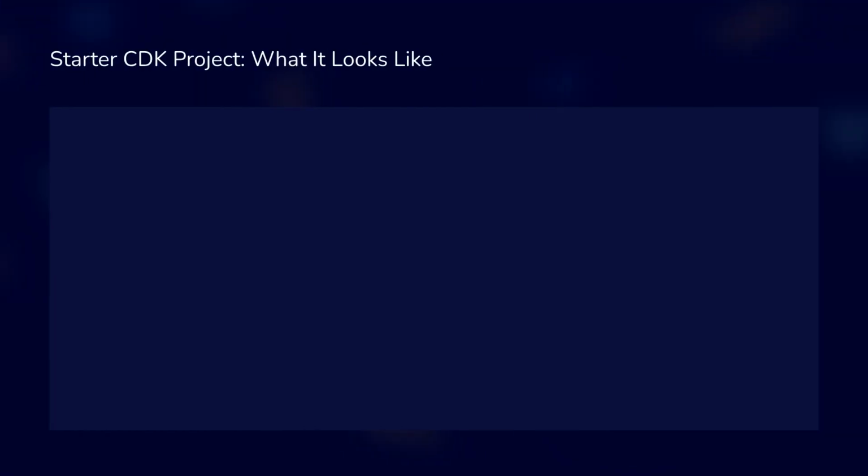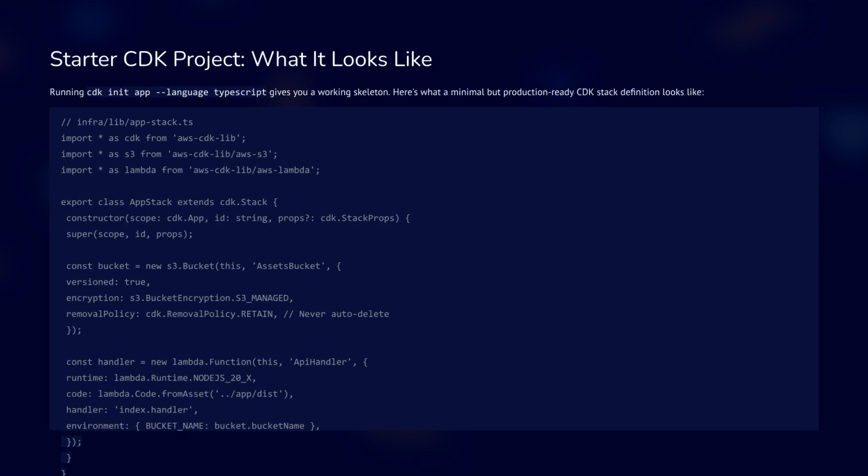A production-ready CDK starter project provides a clear structure. This example shows a basic stack creating a versioned S3 bucket and a Lambda function, ensuring resources like S3 buckets are not auto-deleted, minimizing risk.